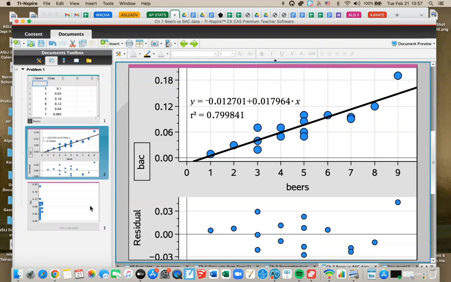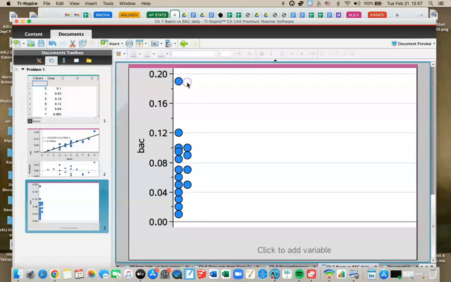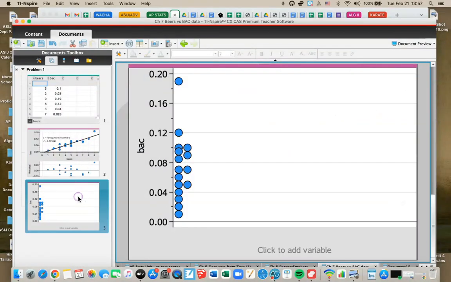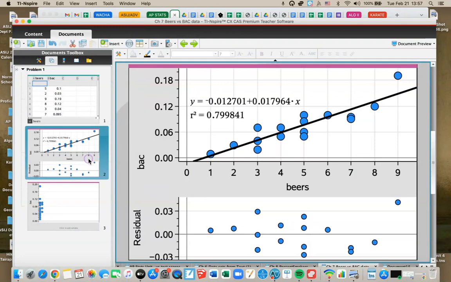So the way you're supposed to say it is 80% of the variation in blood alcohol content. Let me say it again. 80% of the variation in blood alcohol content can be explained by the association with beers. So when you say it can be explained by, what you really mean is it's been removed. That variation has been removed. You really shouldn't say it's been removed though. You should just say can be explained by.